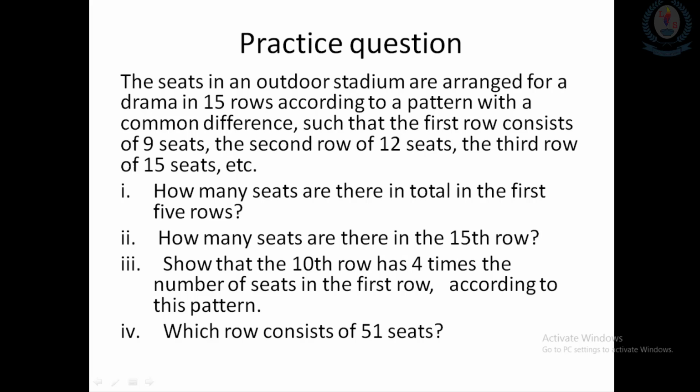Practice question. The seats in an outdoor stadium are arranged for a drama in 15 rows according to a pattern with a common difference, such that the first row consists of 9 seats, the second row of 12 seats, the third row of 15 seats. How many seats are there in total in the first 5 rows? Second one: how many seats are there in the 15th row? Third one: show that the 10th row has 4 times the number of seats in the first row according to this pattern. Which row consists of 51 seats? That is the last question.